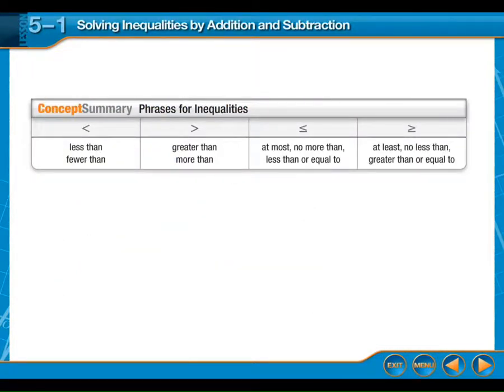All right, here you have some phrases for inequalities, and the common ones that most people know are less than or fewer than, greater than or more than, but you also need to remember that at most means less than or equal to. That's a maximum. And if you come across the wording at least, that's a minimum. And that means greater than or equal to. And so those are a couple of phrases for inequalities that you need to add to your vocabulary in mathematics.